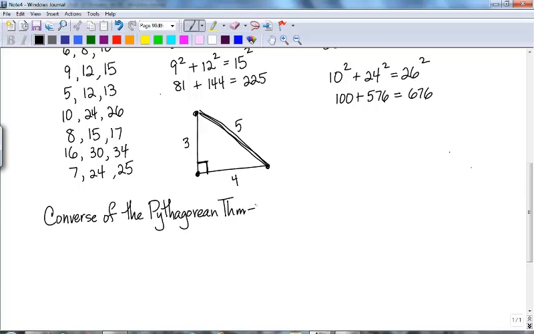It basically says if your a squared plus b squared equals c squared, then triangle ABC is a right triangle. The other one, they gave you a right triangle and told you that a squared plus b squared equals c squared. So that's the converse.